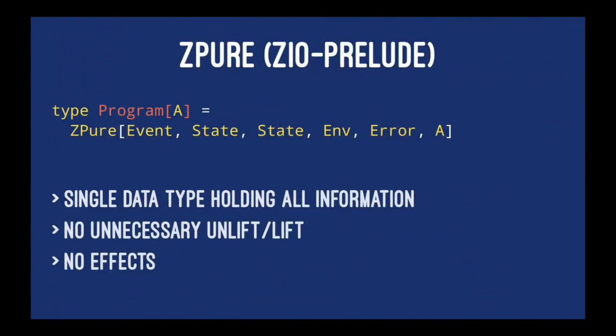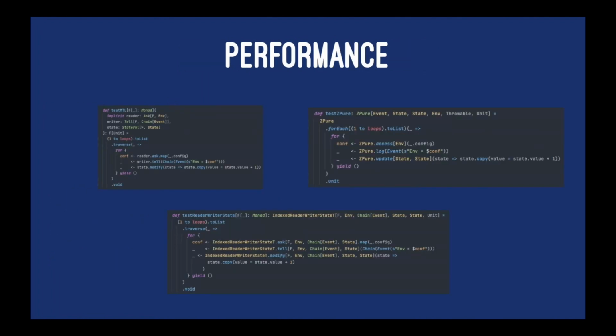Yes, ZPure. So ZPure is really the perfect solution for our use case because it combines good performance, having a single data type, discoverability because all the methods are easily accessible from the ZPure object, and it doesn't allow us to run effects. So we also ran some benchmarks. Actually, our project went from the solution with IndexedReaderWriterStateT to MTL plus ZIO to ZPure across the last 2 years. And the last change from MTL plus ZIO to ZPure was done after the product was already in production.